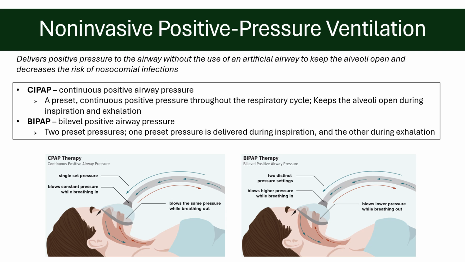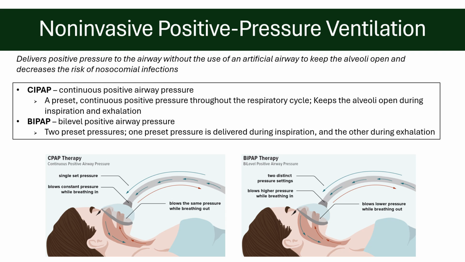NPPV, or non-invasive positive pressure ventilation, delivers positive pressure to the airway without the use of an artificial airway to keep those alveoli open. It also decreases the risk of nosocomial infections. Nosocomial infections means infections that the patient did not come into the hospital with, but got during their hospital stay. So we don't want those. We don't want to give the patient anything that they didn't come in with.